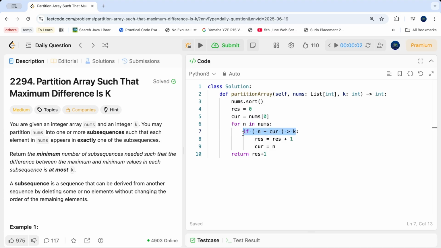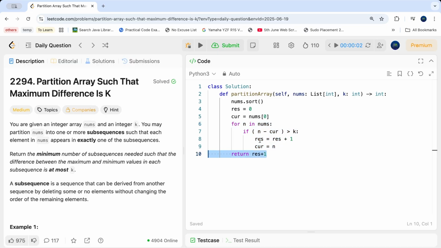The moment you see that the difference is more than k, you would say result is equal to result plus 1. That is, you are going to increase the number of groups. And you are going to say current is equal to n. That is, now this n will be your current minimum number because now you will be adding the data in the next group. And once you are out of the loop, you are going to say return result plus 1.